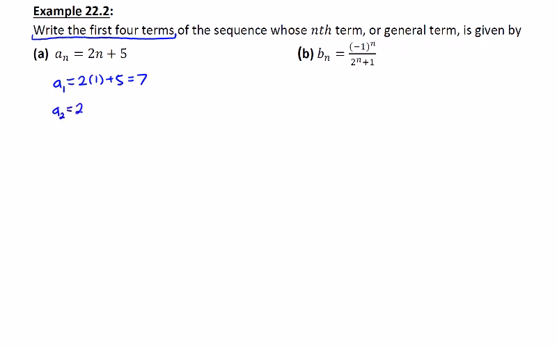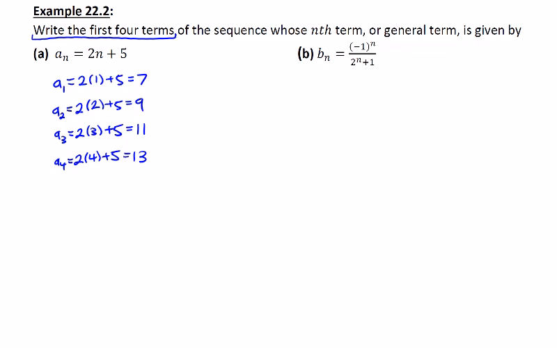A2 is 2 times 2 plus 5, which is 9. A3 will be 2 times 3 plus 5, which is 11. And then A4 will be 2 times 4 plus 5, giving us 13. Again, only the first four terms.